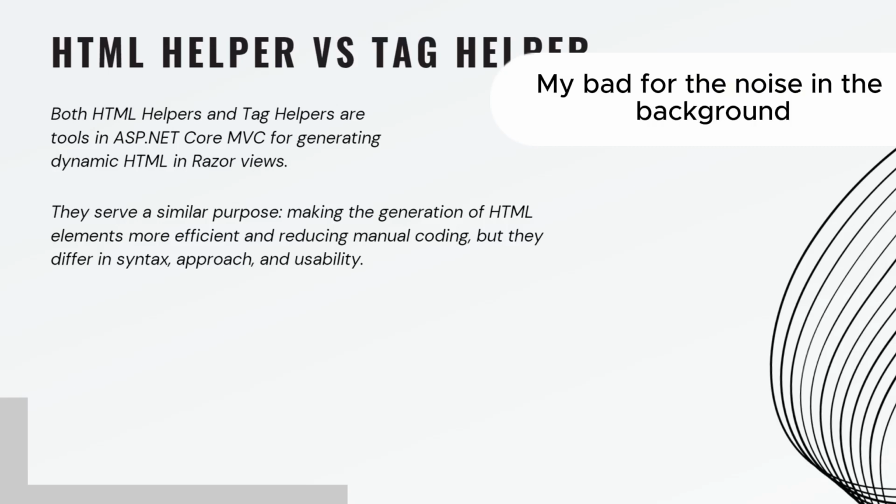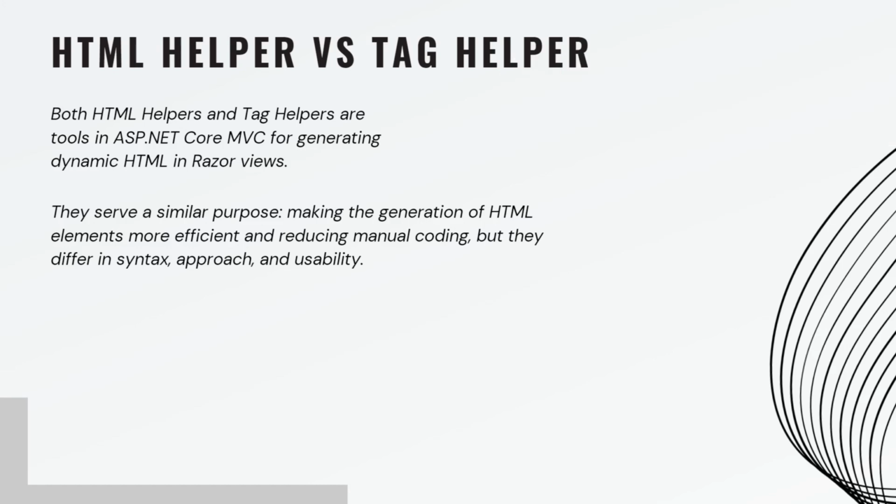Hello people, in this lecture we're gonna talk about HTML helpers versus tag helpers. Both HTML helpers, something that I've already explained to you, and tag helpers are tools in ASP.NET Core MVC for dynamically generating HTML in Razor views. They serve a similar purpose, making the generation of HTML elements more efficient and reducing manual coding, but they differ in syntax, approach, and usability.